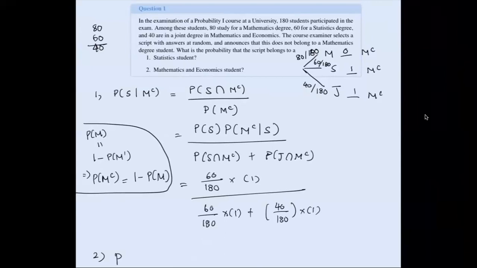Part 2, we want the probability that the student is in a joint degree, given that it is a non-math student. Again, we use the conditional probability formula.